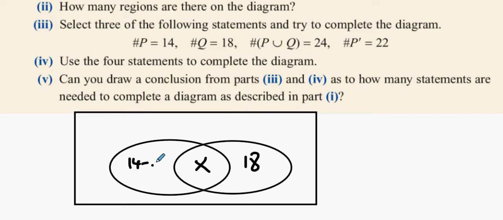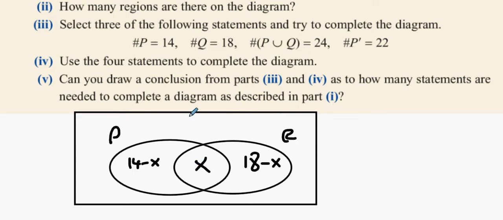14 minus x, and everybody happy enough with that? Would everybody agree that everything inside of Q is now 18 at the moment? How do I know it's 18? Add them together, and the answer is 18, isn't it? What about this part here? 14 minus x plus x? Still 14. Great.